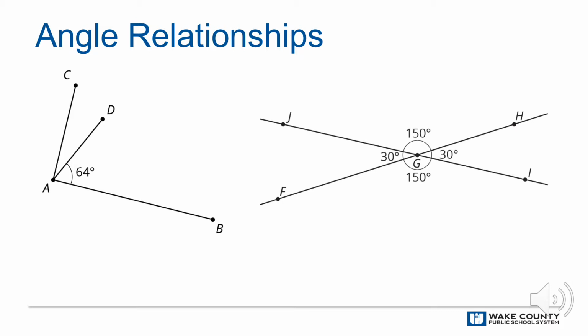When two lines cross, they form two pairs of vertical angles across from one another. Vertical angles always have equal measures.